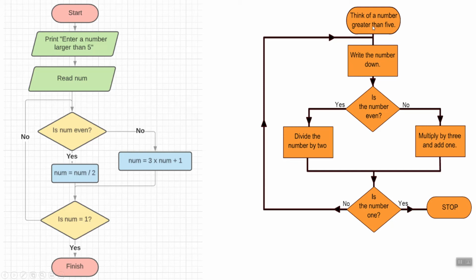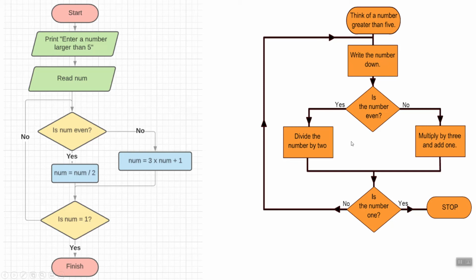Okay, so let's take you back to what we looked at before. When we said think of a number greater than 5, write the number down. Is the number even? If it is, divide it by 2. If it isn't, multiply it by 3 and add 1. And then it both comes back to here. Is the number 1? No. We'll go round that loop again. Write the number down and so on.